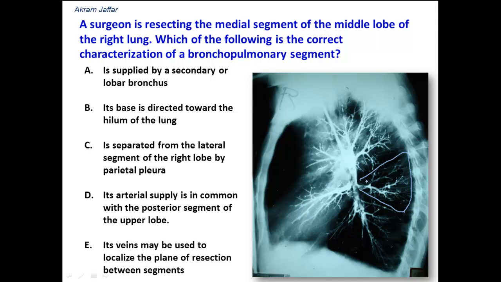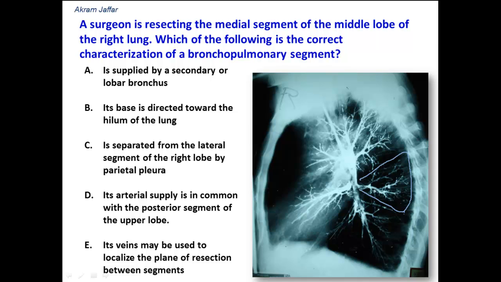branch of the pulmonary artery, its own branch of a bronchial artery, its own lymphatic vessel. But the veins, the pulmonary veins, are located at the borders. So each pulmonary vein drains more than one segment, while a pulmonary artery supplies only one segment. A bronchial artery supplies only one segment, and a segmental bronchus supplies only one segment. Now let's look at the options.